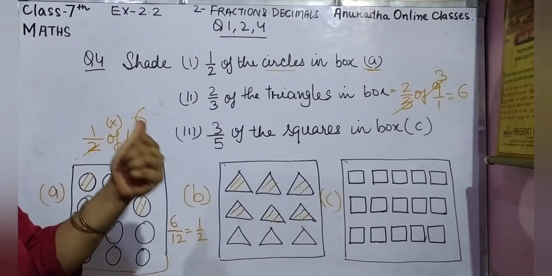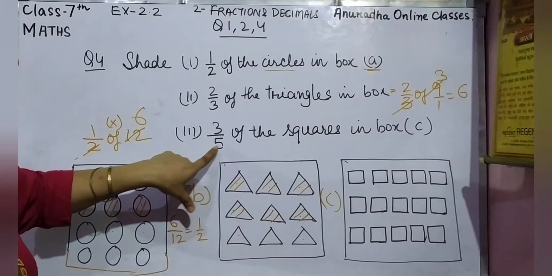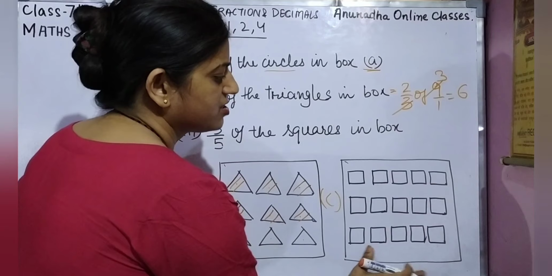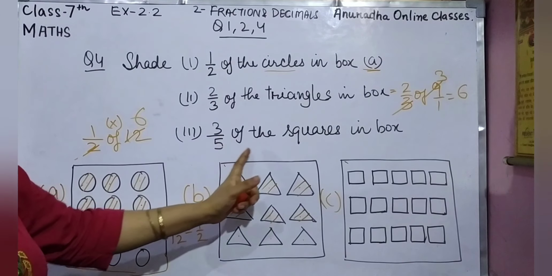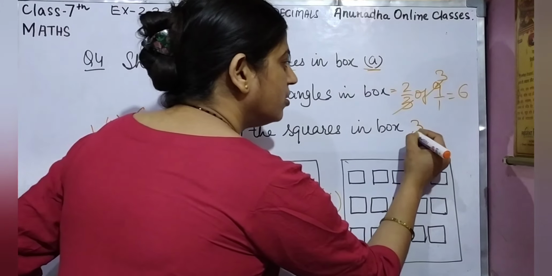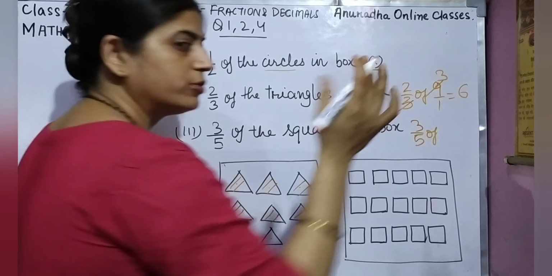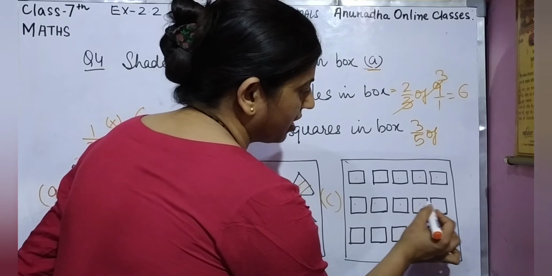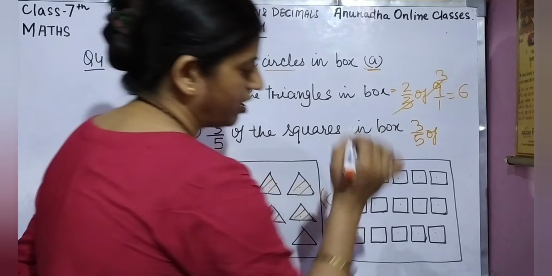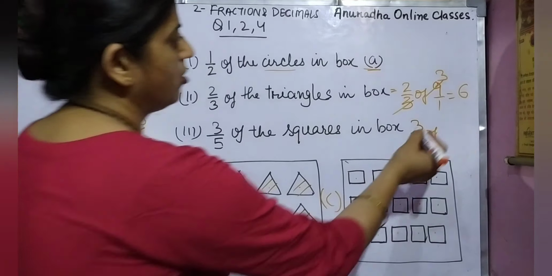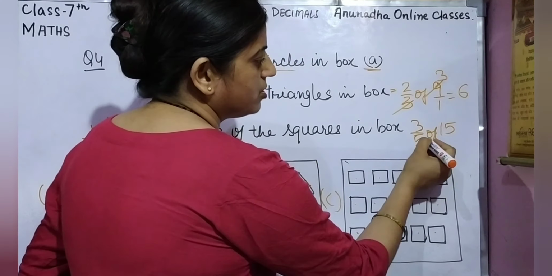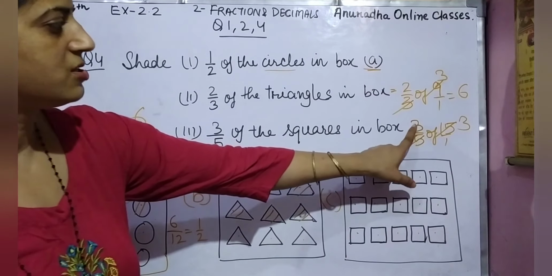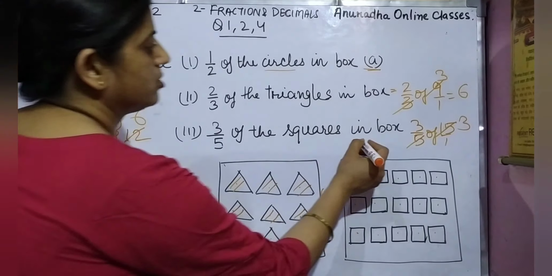Okay, now let us come to the third part. That is 3 by 5 of the squares. Now what you have to do of C? C is this one, okay? 3 by 5 of the square, 3 by 5 of, now count the number of square first. 1, 2, 3, 4, 5, 6, 7, 8, 9, 10, 11, 12, 13, 14, 15. Okay, so 3 by 5 of 15. That is equal to 5 ones are 5, 5 threes are 15. So how much is 3 into 3? That is equal to 9.